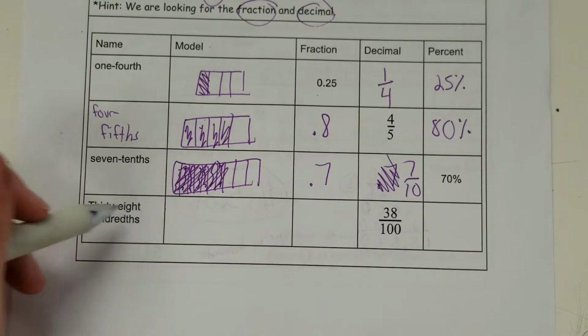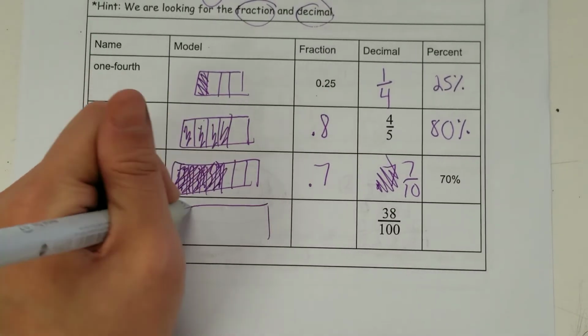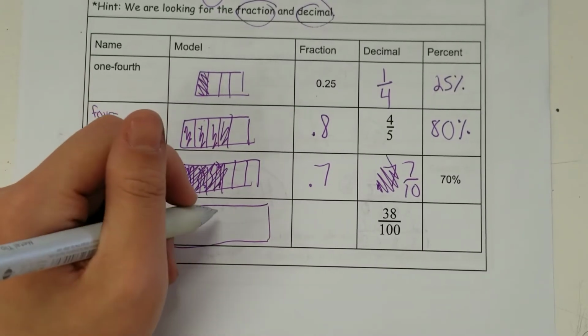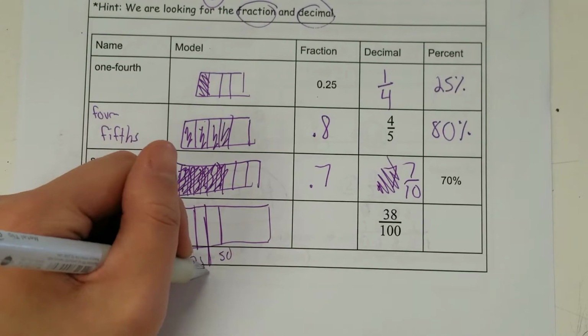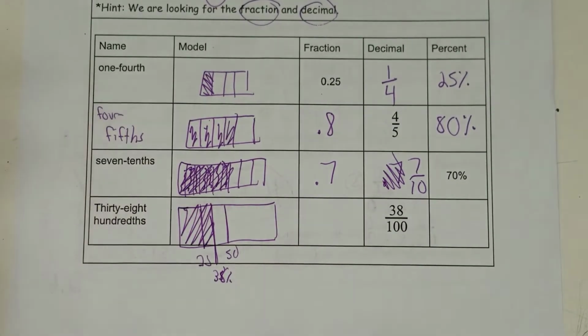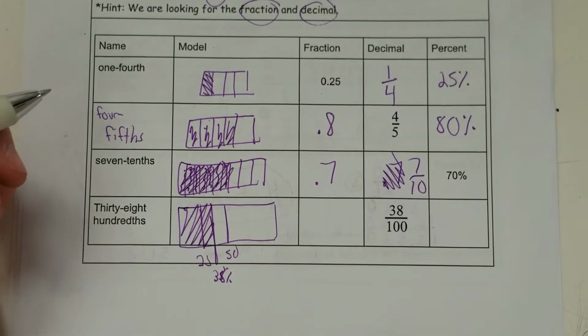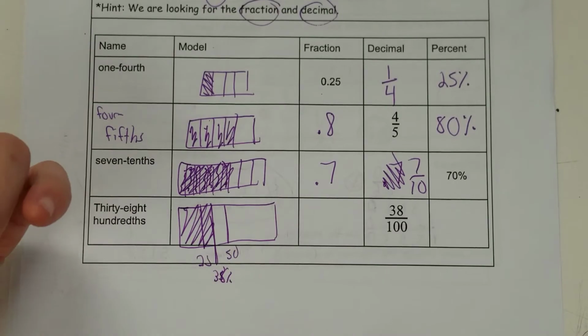Last but not least, we have 38 hundredths, which looks like 38 hundredths. This is going to be a really long time to draw. But imagine that this was 50%, this is 25%, and right here was 35%, 38%. It's about this much. I'm not going to be exact about it, because that would take forever, so I'm just going to kind of estimate it, eyeball it, if you will.